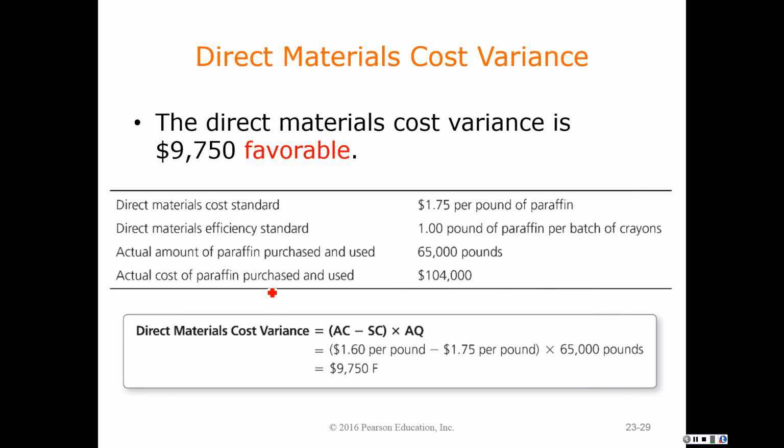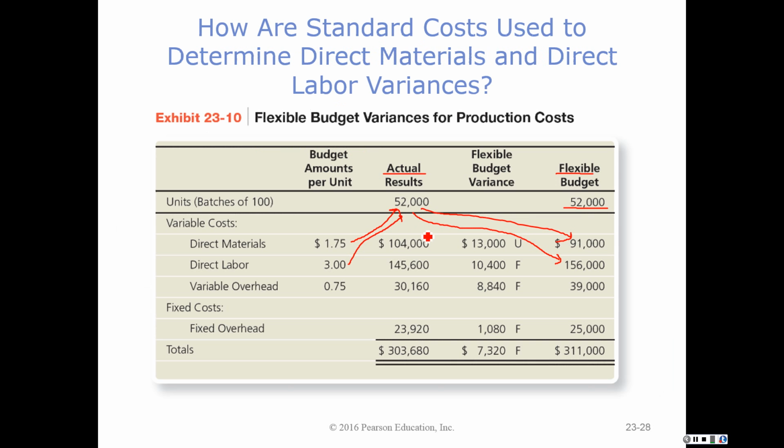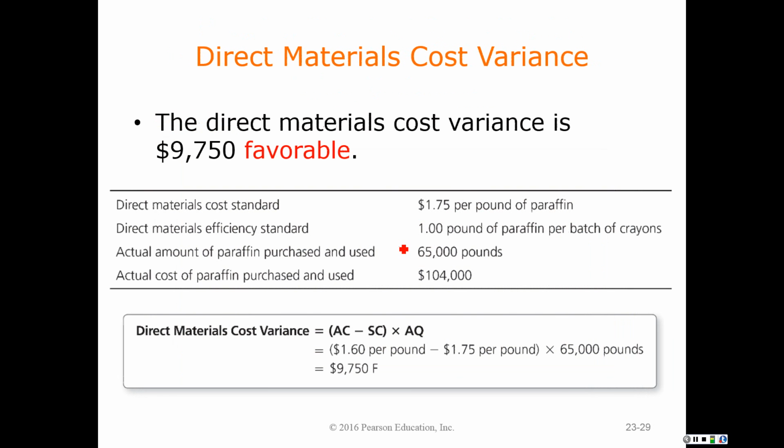Let's move forward with the actual calculation. We got the direct materials cost variance here in total of $104,000, but let's break it down into the cost and the efficiency. Remember we said we want to look at actual cost less standard cost times the actual quantity. Did I pay more or less per pound than what I thought I should have spent on these materials?